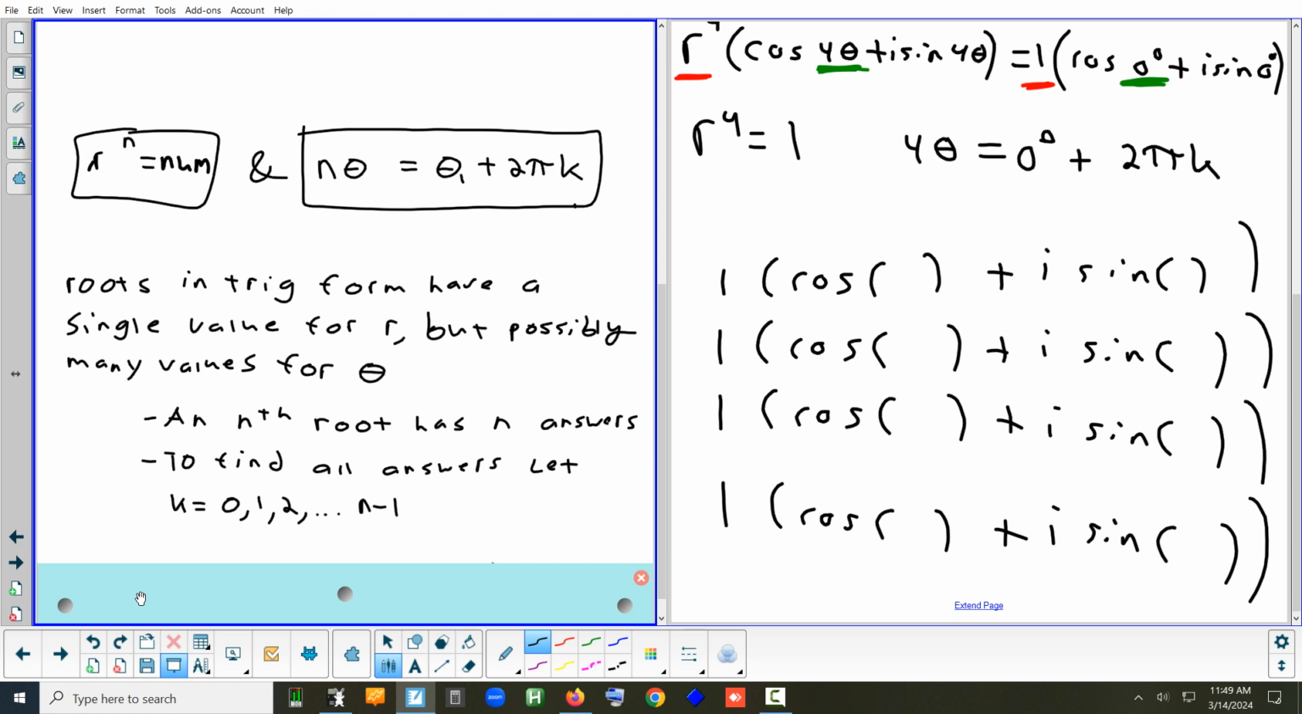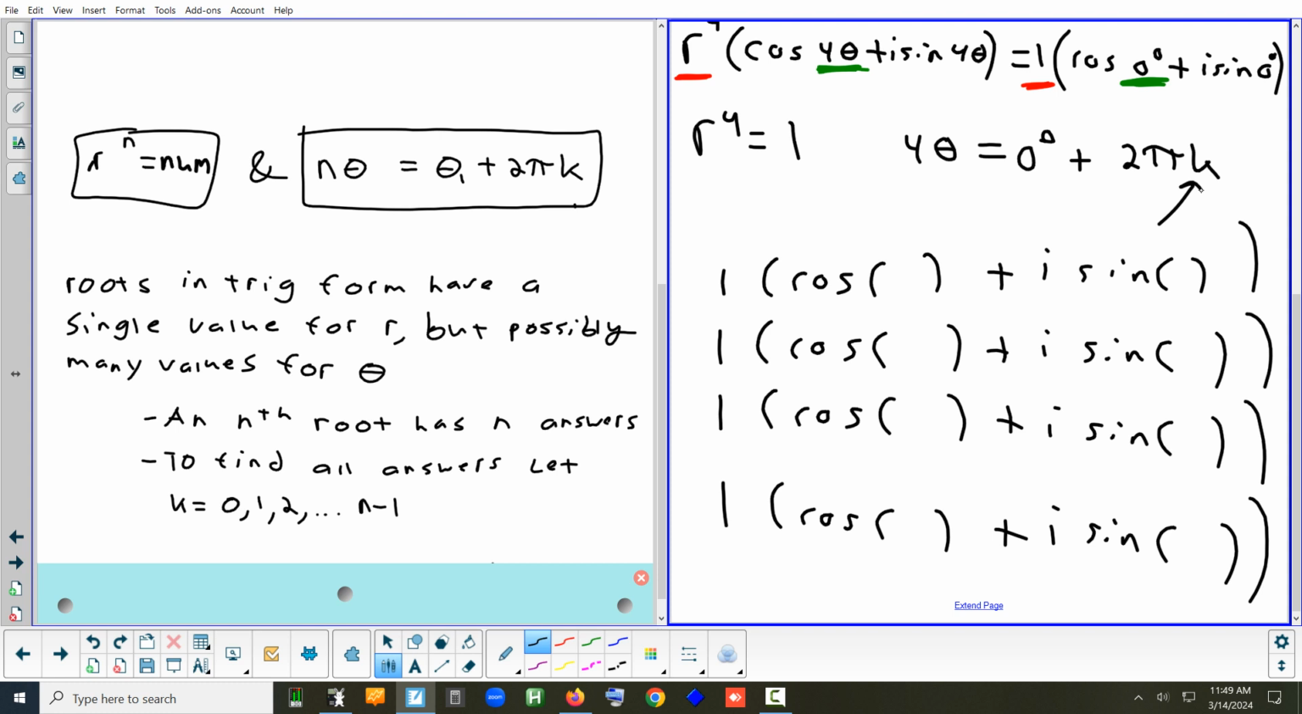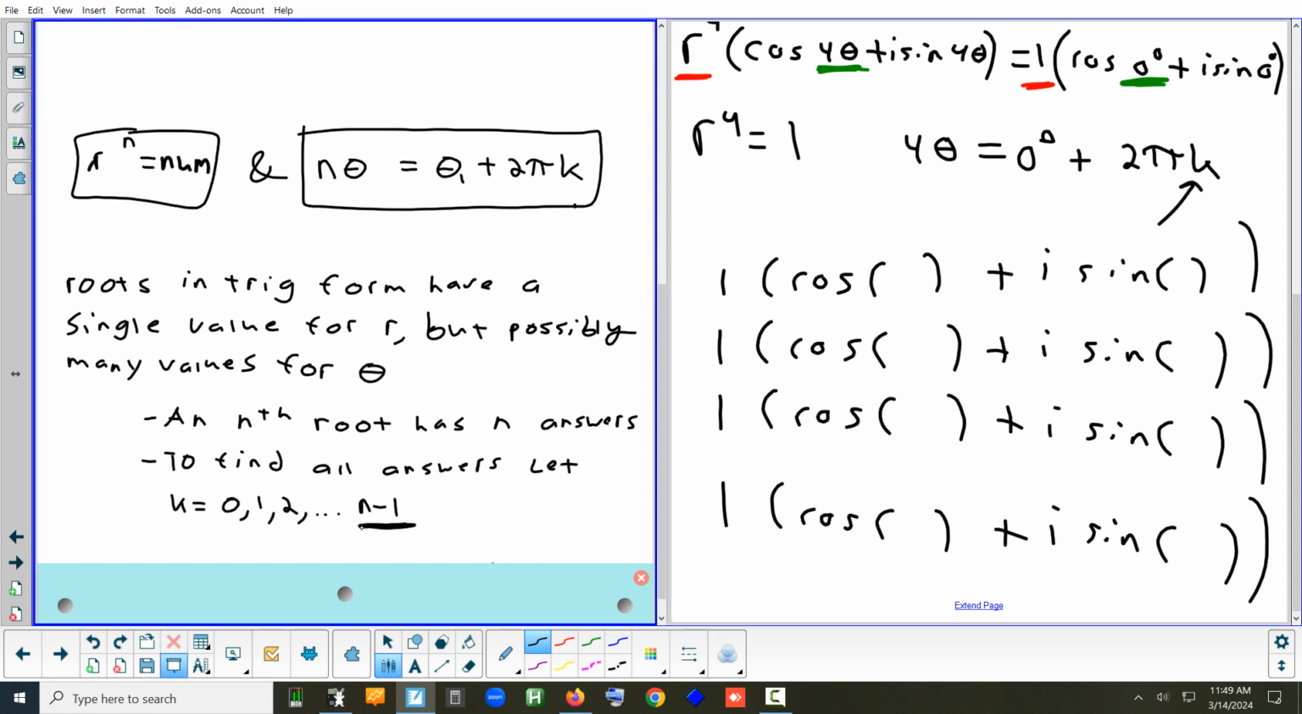So an nth root always has n answers. Fifth root, 5 answers. Cube root, 3 answers. To find all the answers, you're going to plug in different numbers for k. You're going to plug in integers, every number starting at 0 and going up to 1 less than your root. What type of root are we doing in this problem? We're doing a 4th root. So you're going to plug in 0, 1, 2, 3. That's how you're going to get your 4 answers. Yes?